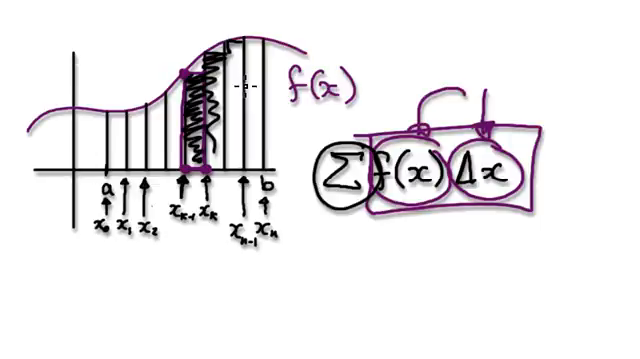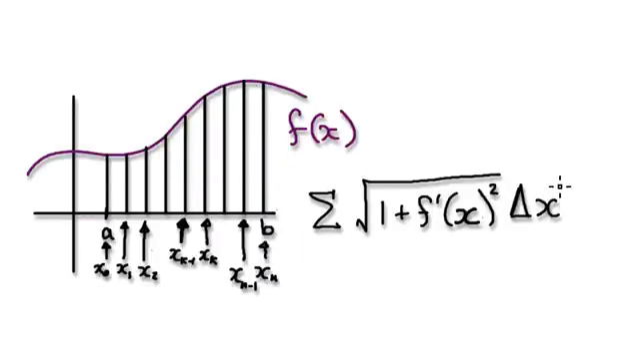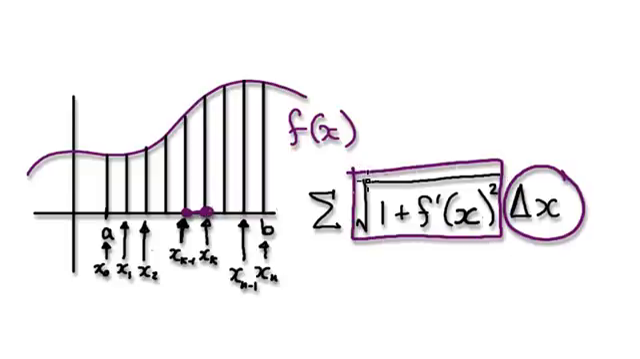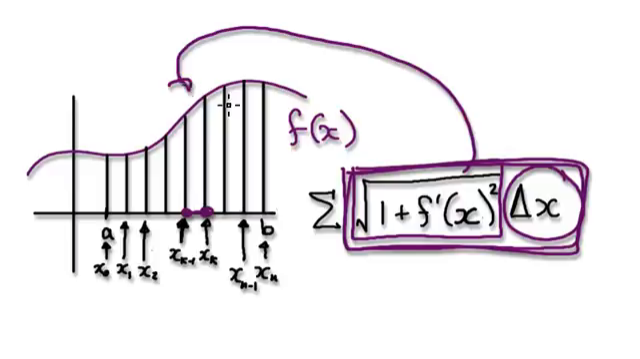Now, if you look at the arc length, you would start with your delta x here, and then you would times this thing here. The minute you times this thing here, collectively, this whole thing here represents the length. It represents the length.